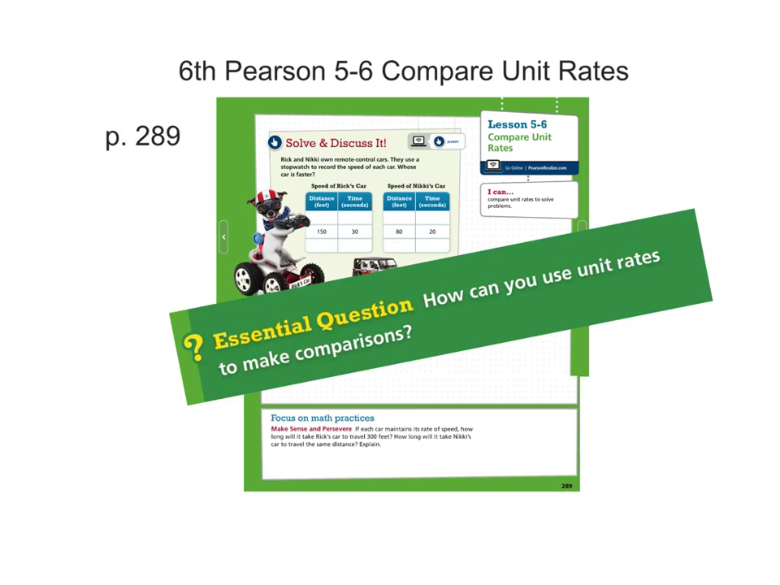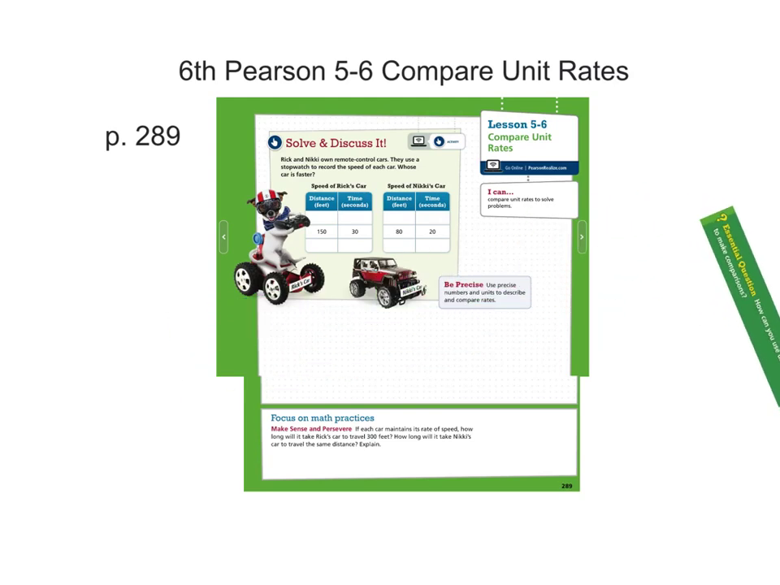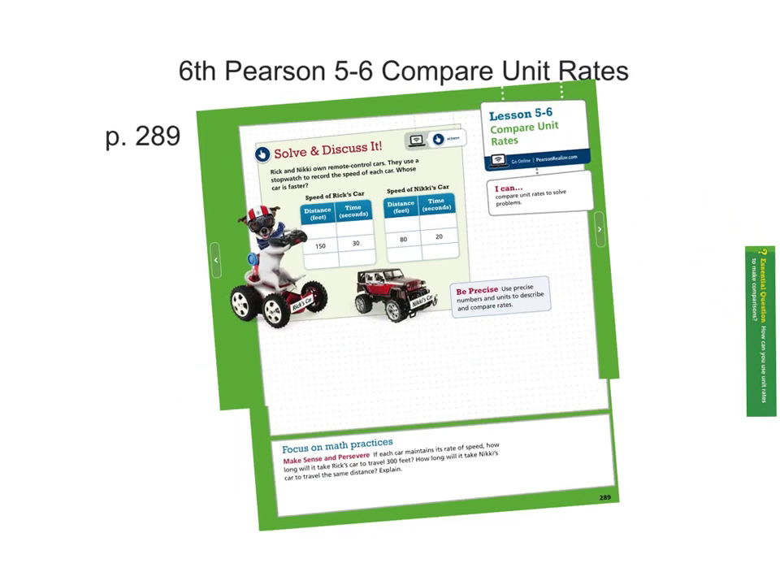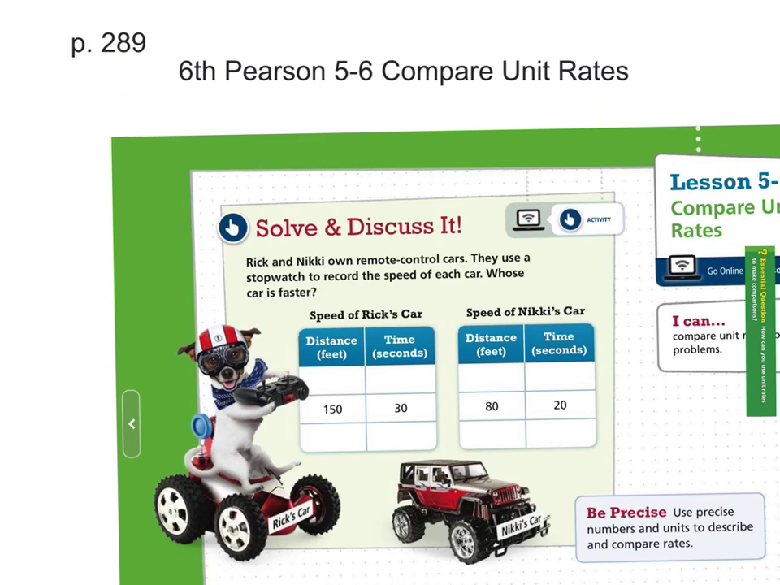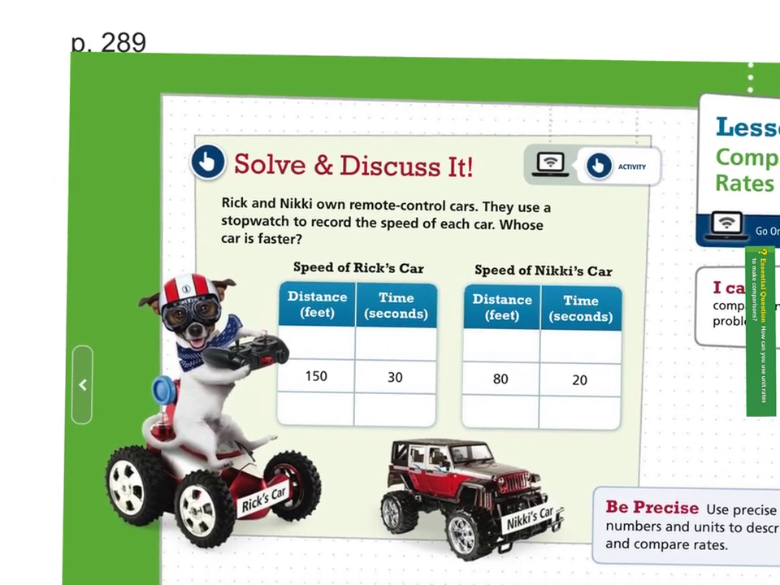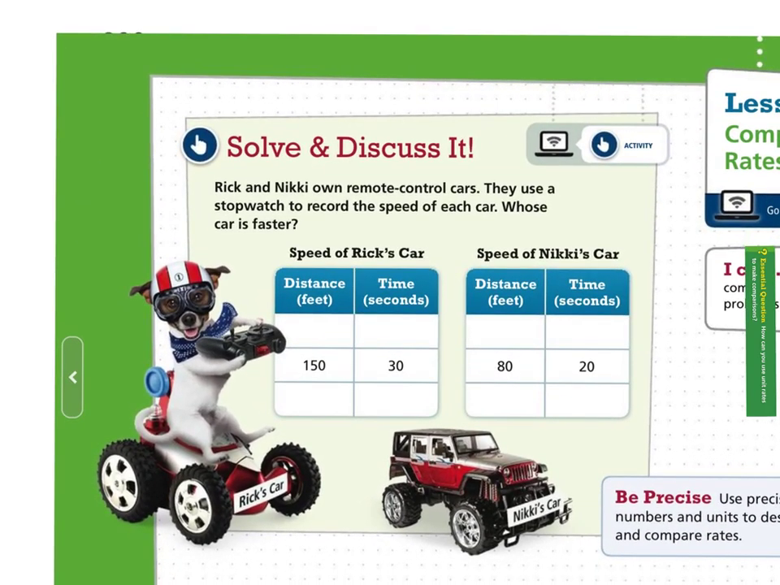Lesson 5.6 is on comparing unit rates. So we can go ahead and look at this on 289. Rick and Nikki own remote control cars. They use a stopwatch to record the speed of each car. Whose car is faster? So they've got some numbers on the table here. They didn't have to put it on a table for us, but they did.